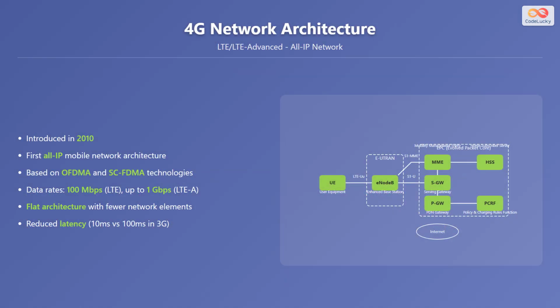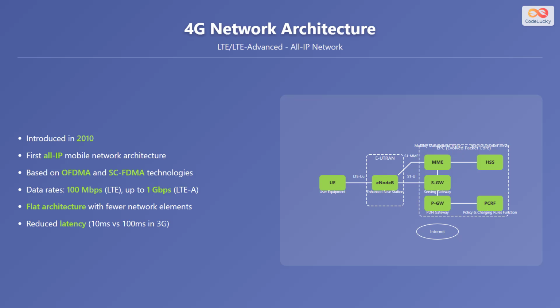Here is the architecture of 4G networks, known as LTE and LTE Advanced, which marked the transition to all IP networks. 4G was introduced around 2010. It represents the first all-IP mobile network architecture. It's based on OFDMA, or Orthogonal Frequency Division Multiple Access, and SC-FDMA, or Single Carrier Frequency Division Multiple Access technologies.